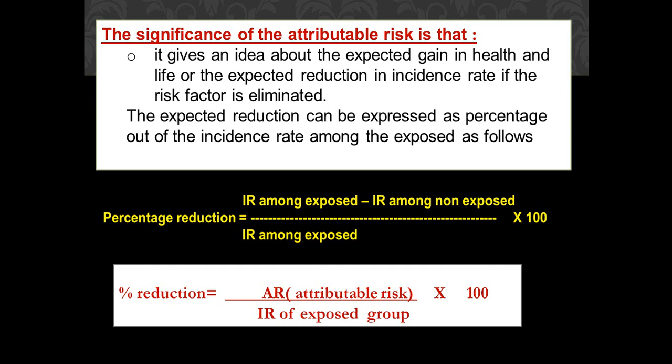What's the significance of the attributable risk? It gives an idea about the expected gain in health and life, or the expected reduction in incidence rate if the risk factor is eliminated. If we remove that risk factor, which here is smoking, the expected reduction in the incidence rate if they give up smoking can be expressed as a percentage of the incidence rate among the exposed as follows. Percentage reduction has two formulae: either incidence rate among exposed minus incidence rate among non-exposed over the incidence rate among exposed multiplied by 100, or attributable risk over the incidence rate of the exposed group multiplied by 100.